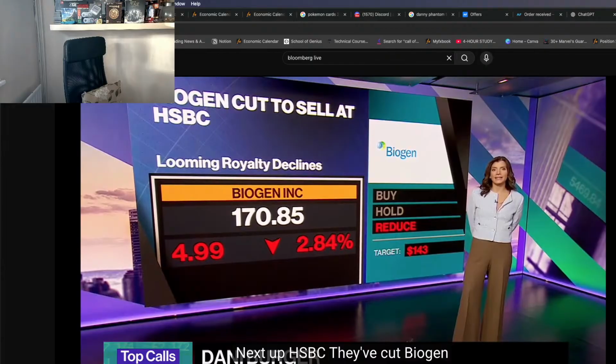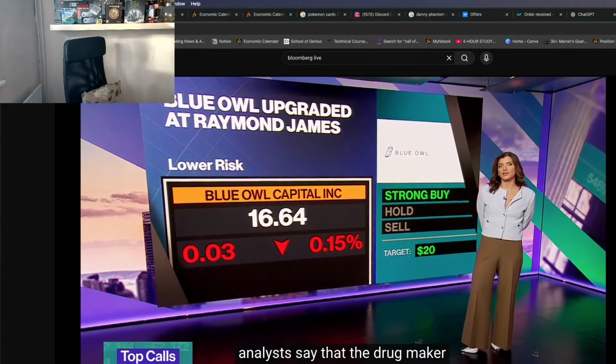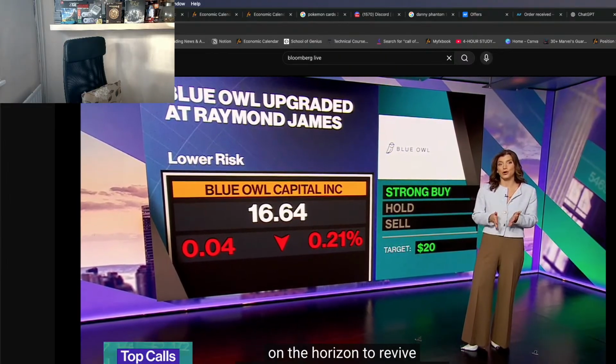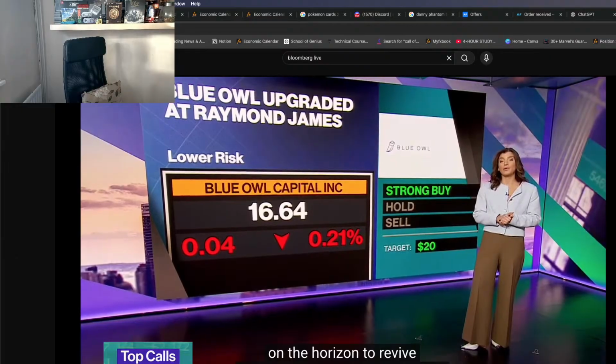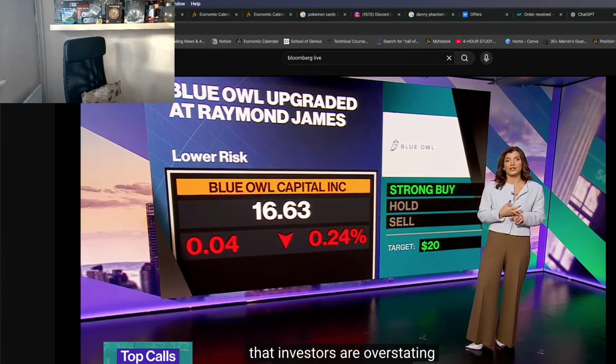Finally, Blue Owl, that gets an upgrade to a strong buy at Raymond James. The firm says that investors are overstating risks that its private lending funds will face heavy withdrawals next year. They also argue that Blue Owl's strong fees, high margins, 20% plus earnings growth make the stock too cheap.